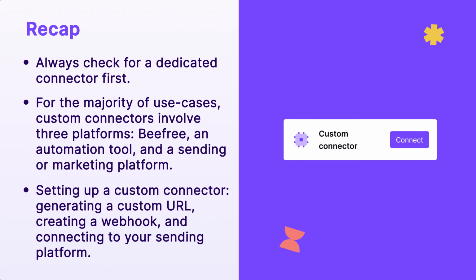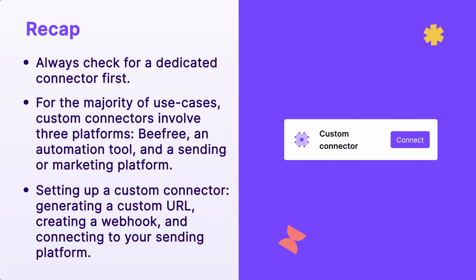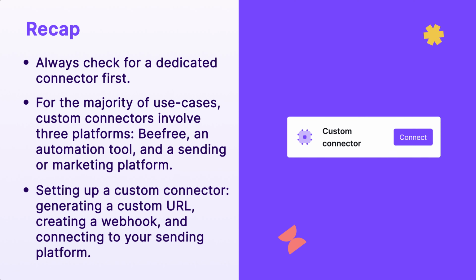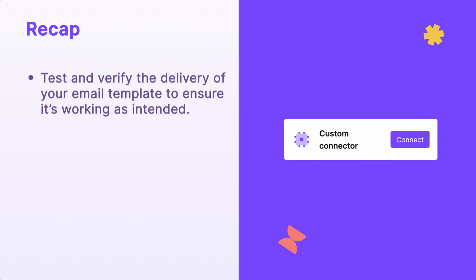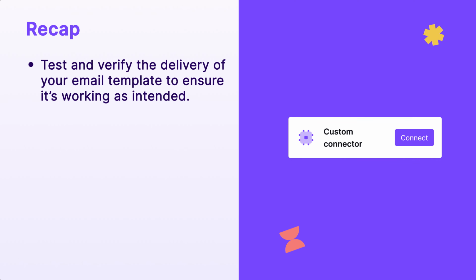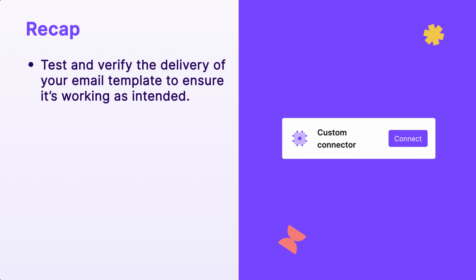We covered the key steps when it comes to setting up a custom connector, which includes generating a custom URL in Zapier, creating a webhook, and connecting to your sending platform. And finally, make sure to test and verify the delivery of your email template to ensure it's working as intended. Now get ready to take that knowledge and create a custom connector of your own.